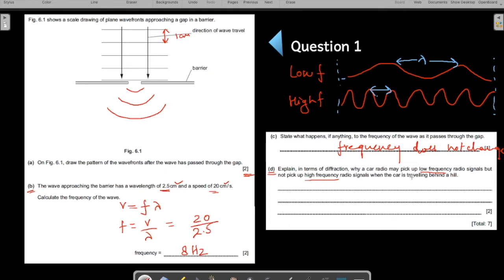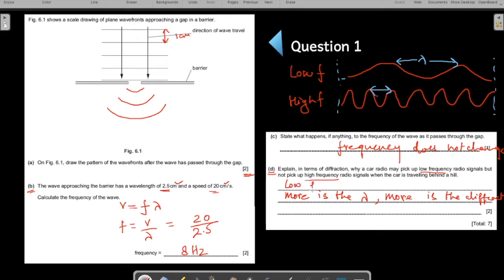So what happens? If you remember, one of the fundamentals of diffraction is that the more the wavelength, the more the waves diffract. Let me write the answer. More is the wavelength, more is the diffraction. This is done in the theory part. More is the diffraction means more is the scattering of the wave. Right? Low frequency signals have high wavelength.